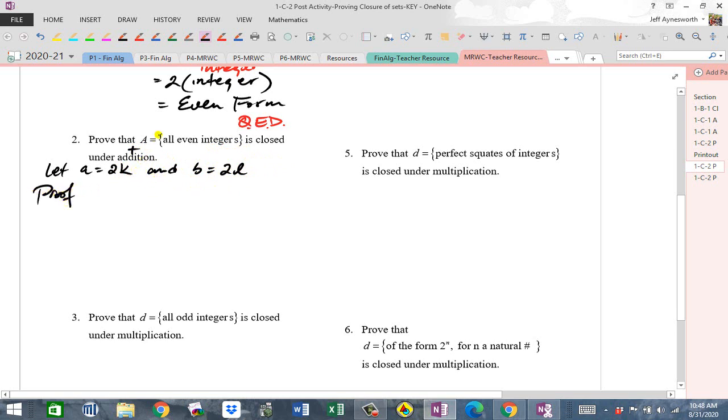Let's add them together, because now the operation is addition. So we say a plus b this time, not a times b, because we're adding now. So a plus b is equal to 2k plus 2l. And I have to show that that's even, which means I have to show that it is in even form, which is right above. It's 2 times some integer. So all I do is just distribute out the 2. So 2 times k plus l.